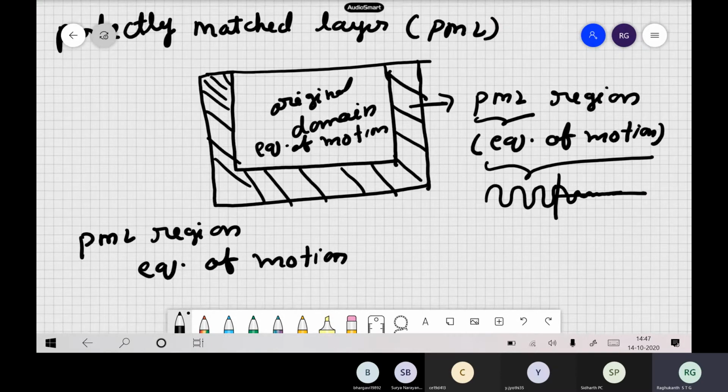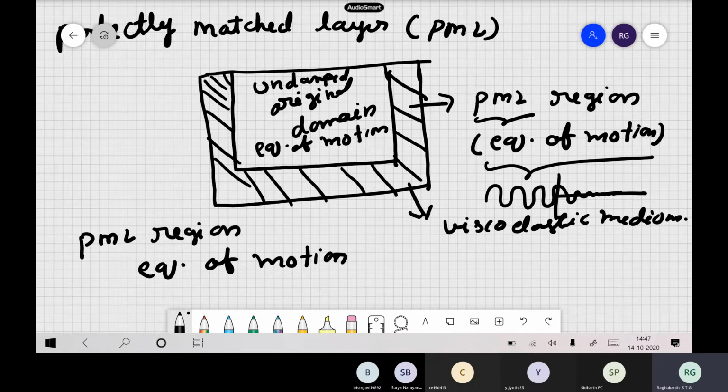Suppose this region is an undamped medium, for example, there is no damping here in our original problem. The concept in PML is: this region, you model as a viscoelastic medium. You followed. So if you assume PML as a viscoelastic medium, what happens when the medium is viscoelastic? In an elastic medium, what do you have?